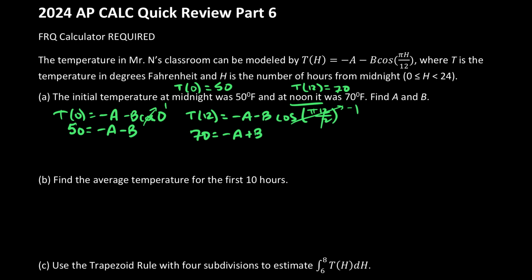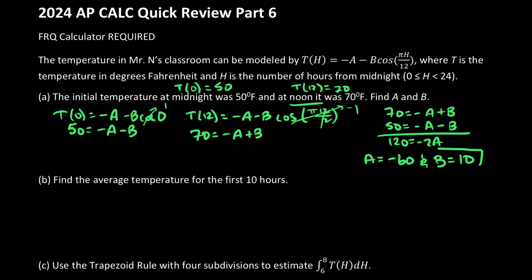And now this just becomes a simple algebra problem. I can set this up as 70 equals negative A plus B, and 50 equals negative A minus B, and solve. I will get 120 equals negative 2A, so A is negative 60, and I can plug this back in and get a value of B equaling 10. So that was pretty straightforward, more of an algebra problem, nothing too crazy there.